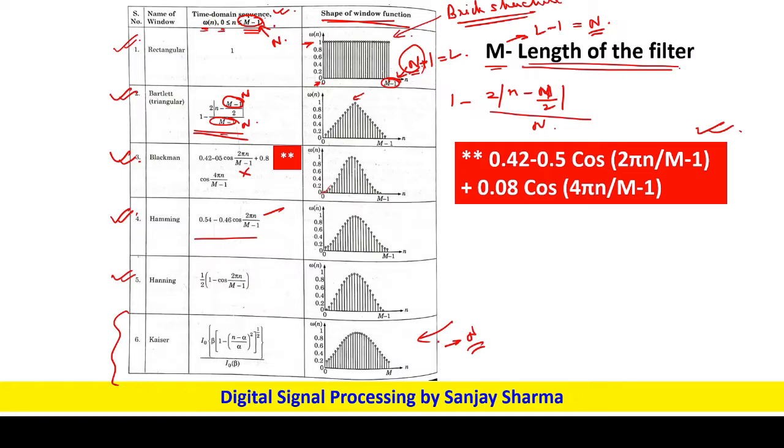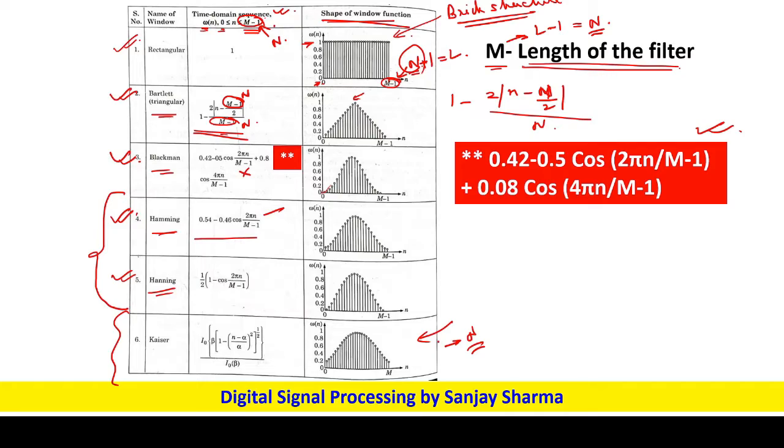Okay, now among the other 5 windows, the rectangular window, as I told you, is mostly used for teaching purposes. Because of its brick structure, the rectangular window may itself introduce some noise into the filtering operation. On the other hand, we are left with 4 types of windows: Bartlett window, Blackman window, Hamming window, and Hanning window. Among these 4, the Hamming window and the Hanning window are the most commonly used windows.